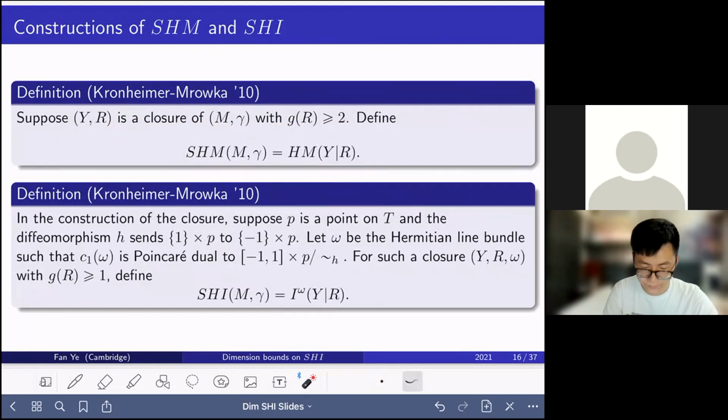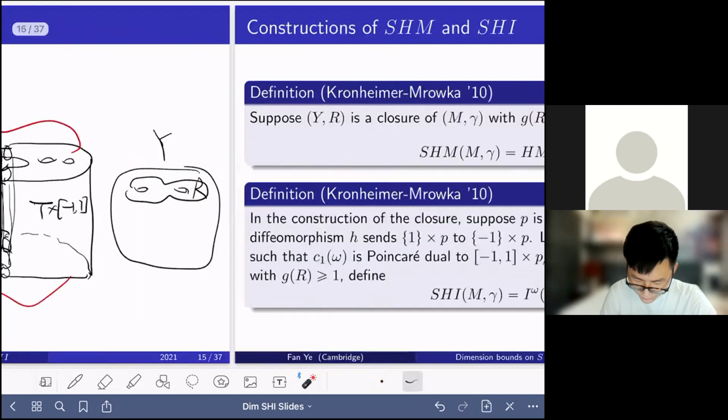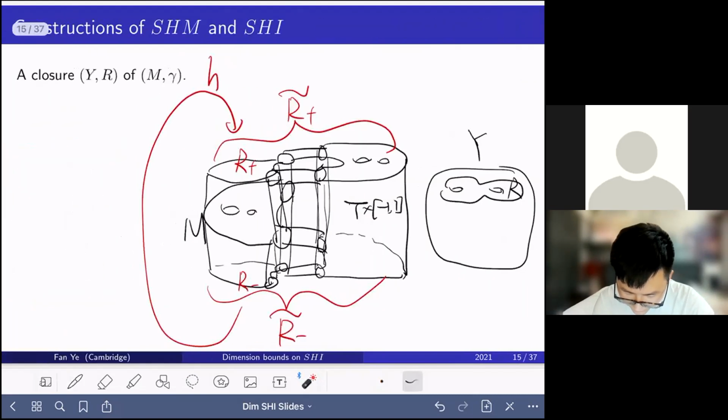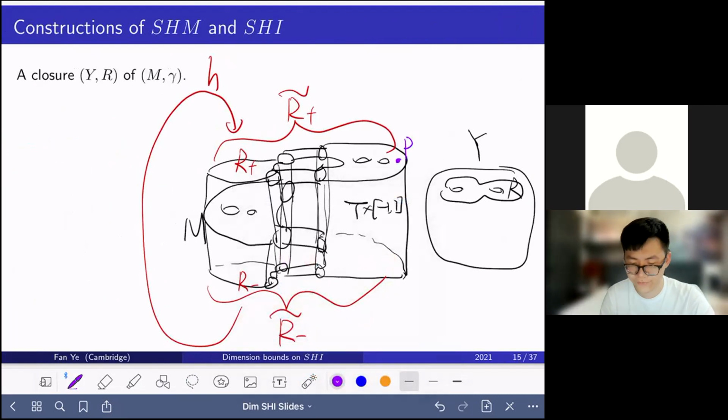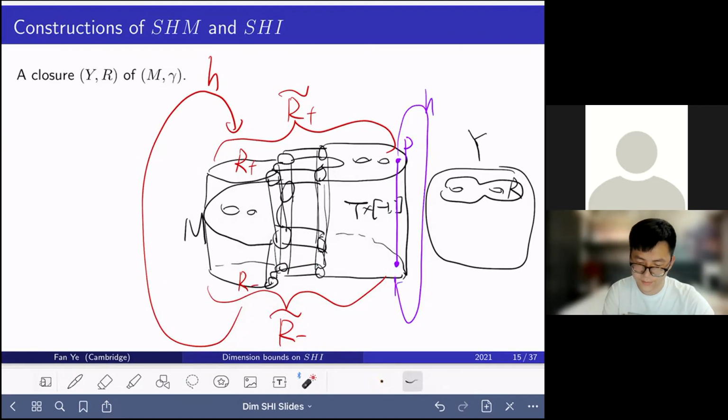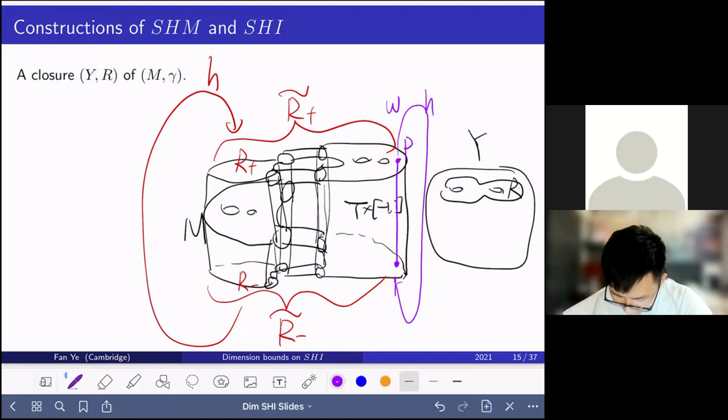Also in the construction here, we can choose a base point P on the auxiliary surface T. We consider P times I in the auxiliary surface times I, and then we choose the gluing diffeomorphism such that it sends this point to this point. Finally, we get a closed curve omega in this manifold. So roughly speaking, this is omega.